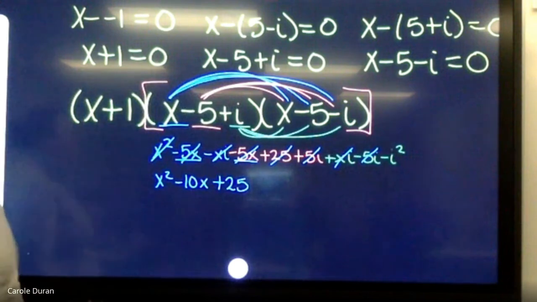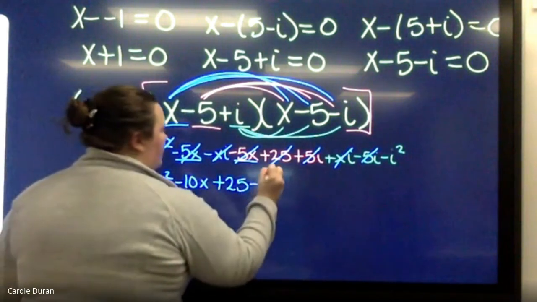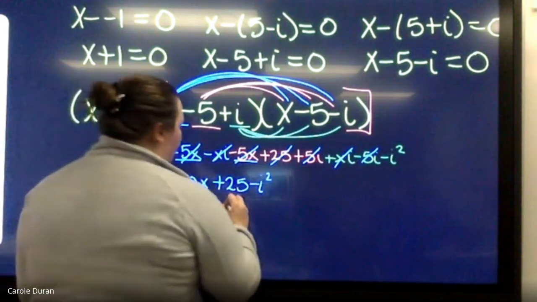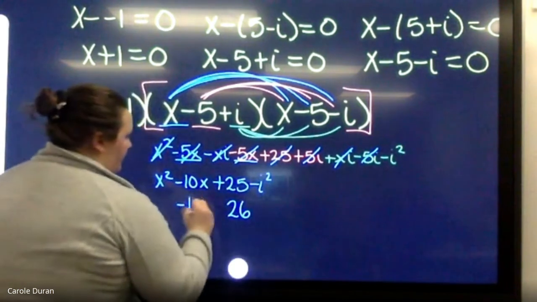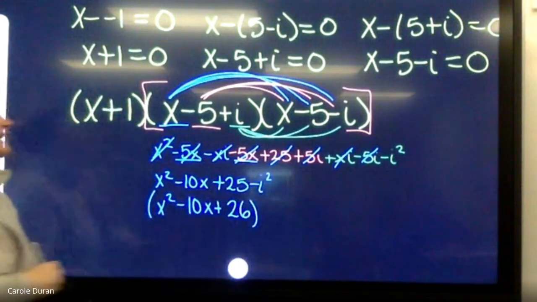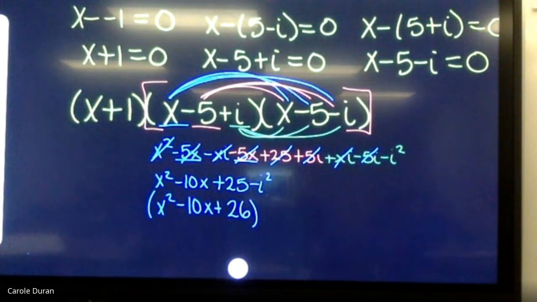And my last one is a negative i squared. Is this simplified all the way? The negative i squared. Then i squared becomes negative 1. Negative of a negative 1 makes it positive 1. So I'm going to have 25 plus 1, which is 26. So that super duper ugly imaginary foiling turned into the beautiful quadratic that is x squared minus 10x plus 26.